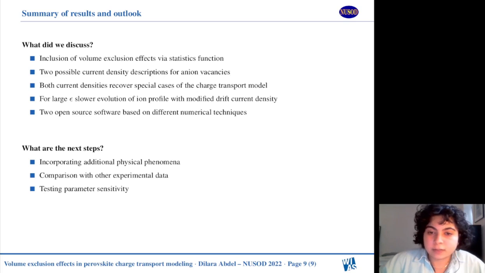But also for other device architectures based on different materials, it would be interesting to see a comparison between measurement and simulation. Also, what we did not discuss was the parameter sensitivity of other physical quantities such as band edge energies or permittivities. These quantities have an impact on the electric potential and thus on the vacancy densities.